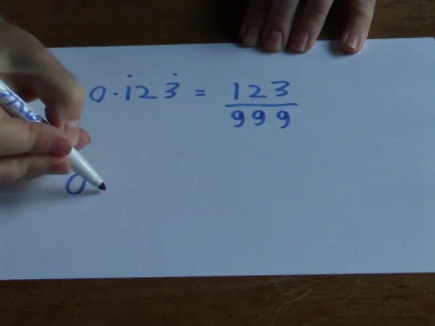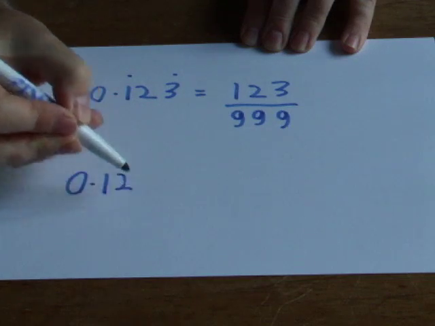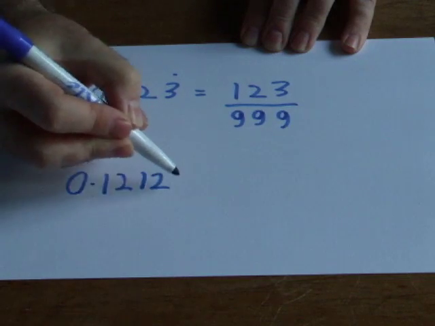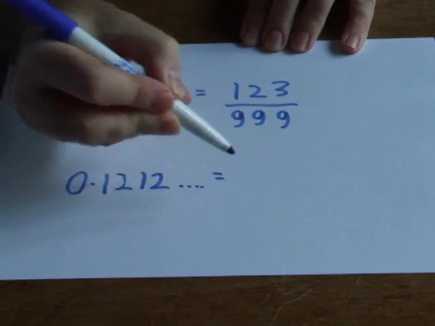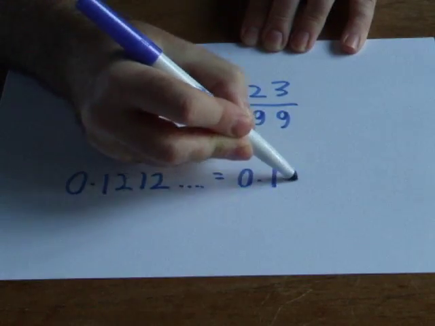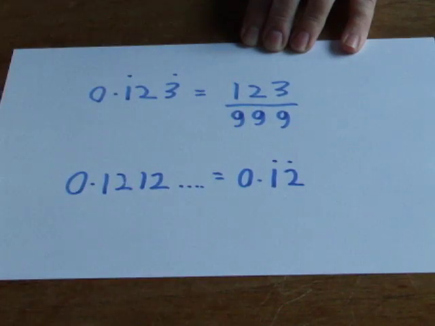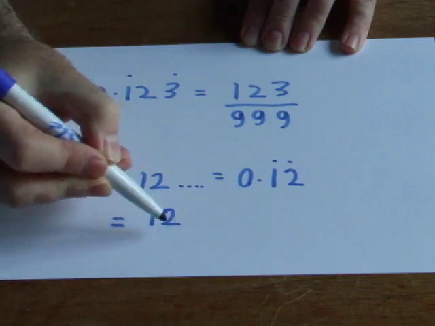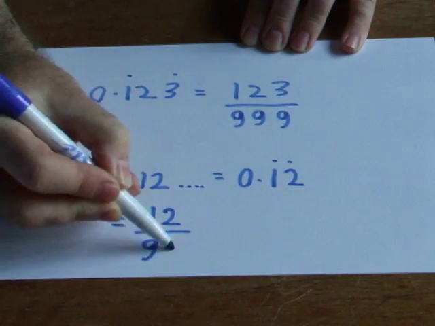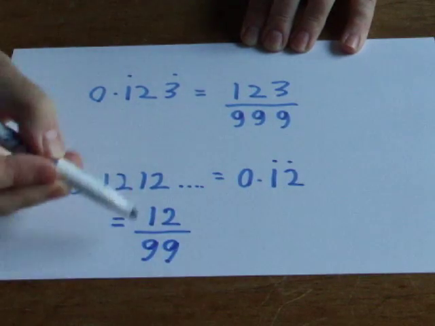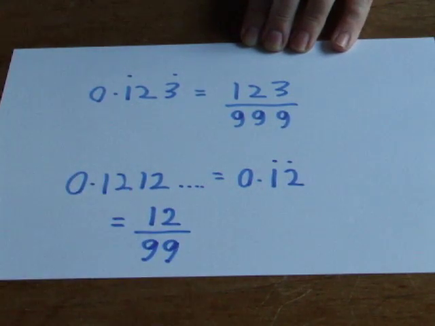So if I have 0.1212 recurring, I can write as 0.12, 2 dots over the top, and I can write that then as the exact fraction as 12 over 99. And again, I could cancel that down, but that is the exact fraction that represents that recurring decimal.